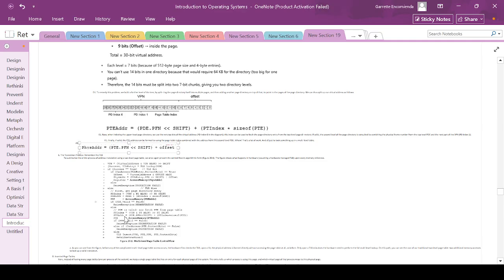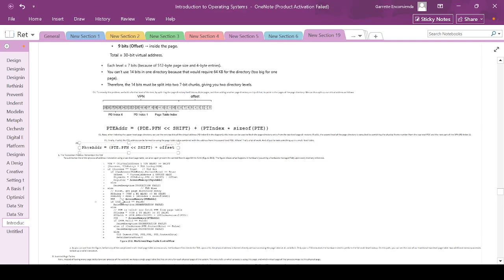Here, the PDE address is PDE.PFN shifted left by the shift, plus the PTI index times the size of PTE. And then the PTI index is equal to (VPN & PT_MASK) >> PT_SHIFT. So this is the formula if it's valid.